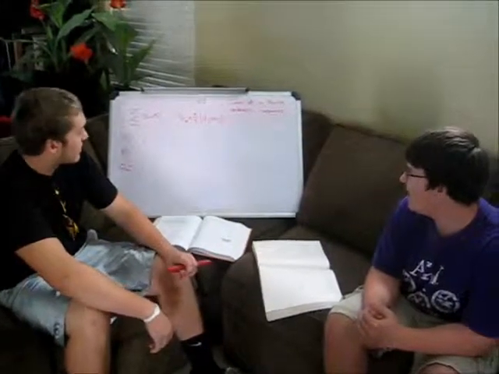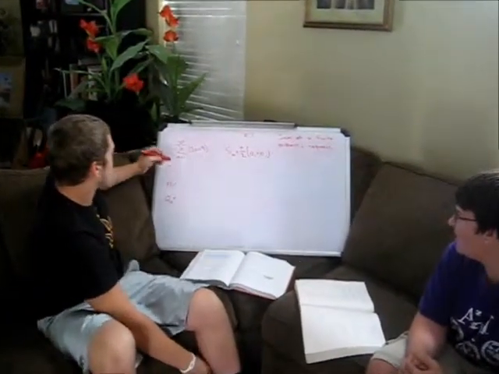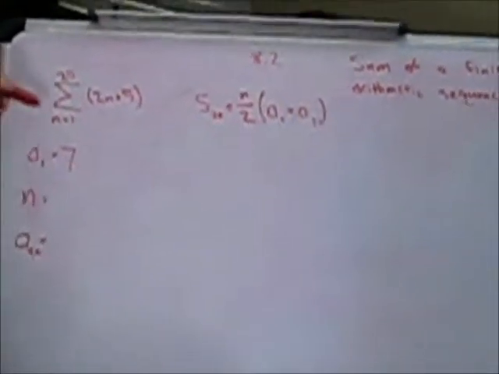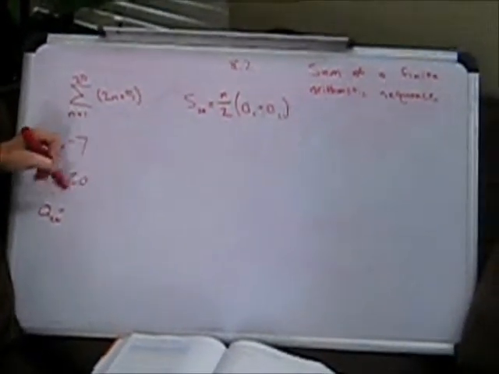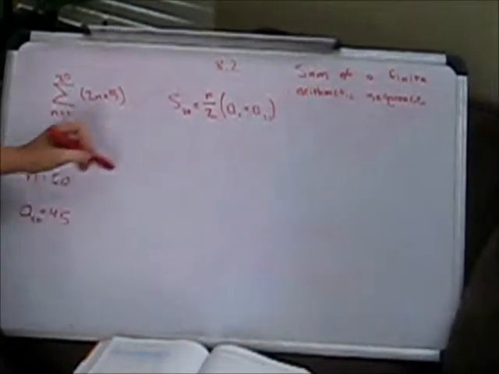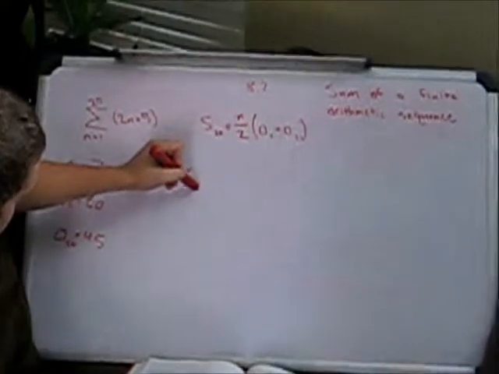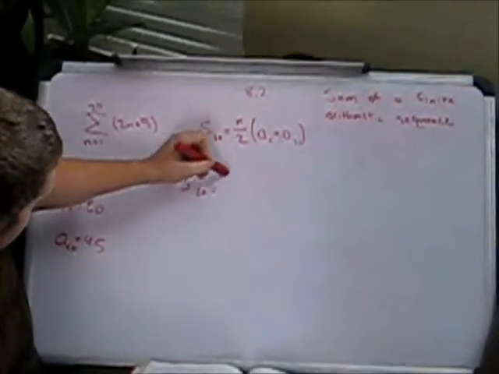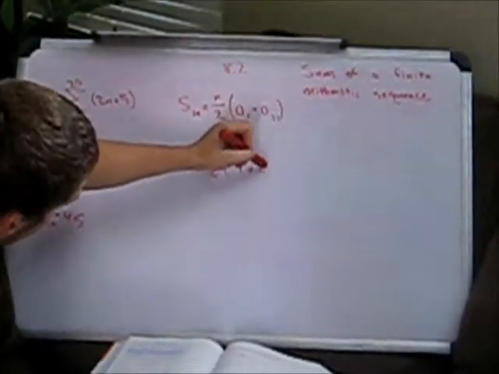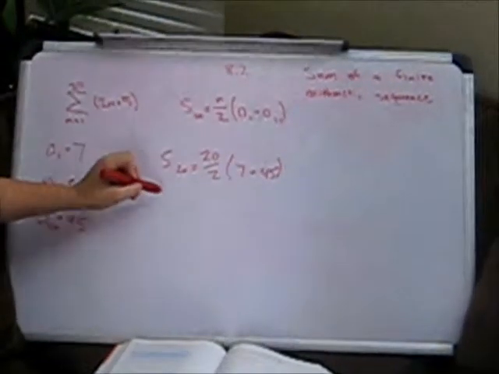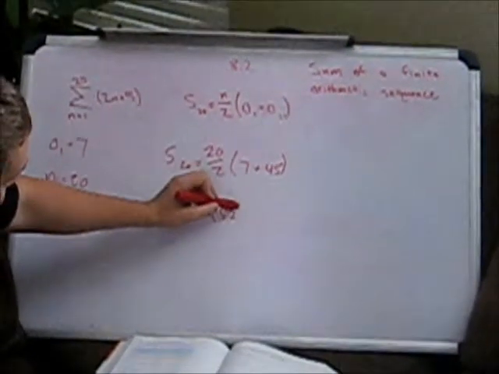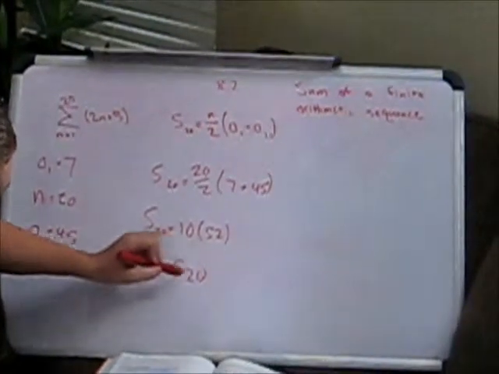8.2 again. Yep, now we gotta find the sum of a finite arithmetic sequence. First you find A1 by plugging 1 into this, you get 7. Then you find n, which is right here, 20. Then you gotta find A20, 20 times 2 is 40 plus 5, 45. Then you get S20 equals 20 over 2, 7 plus 45. And just simplify that and you get 10 times 52. The answer is 520.